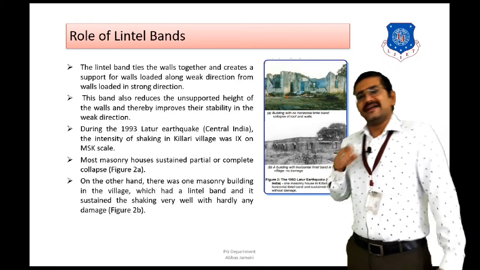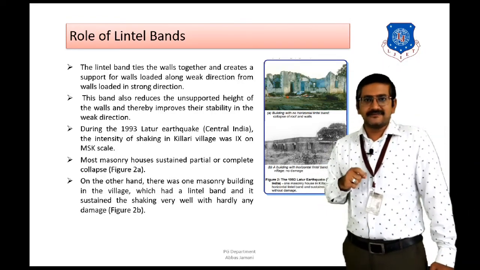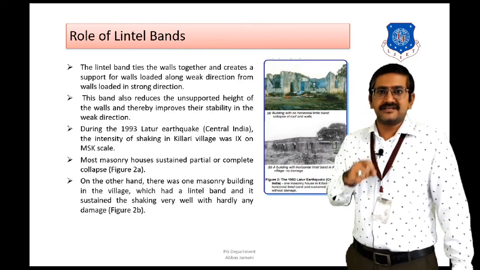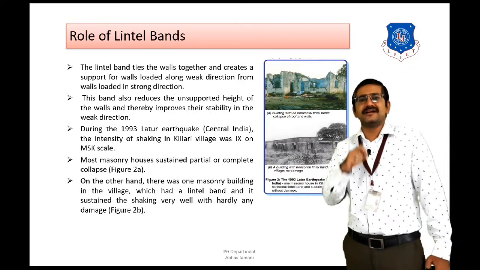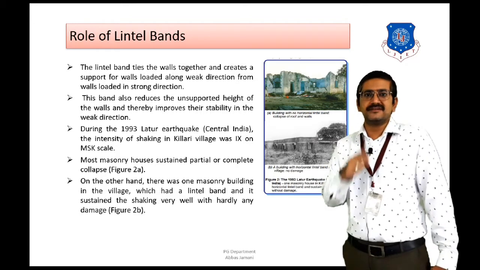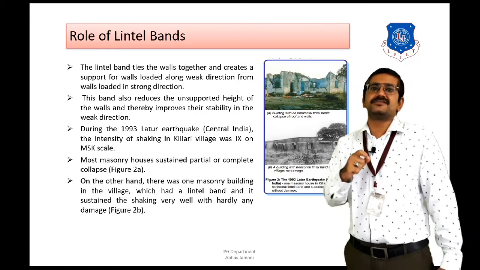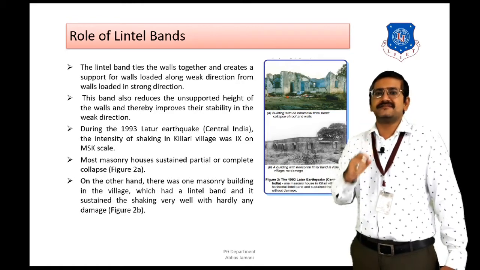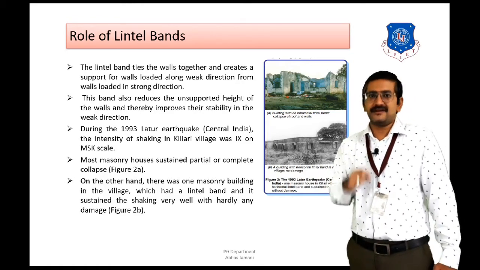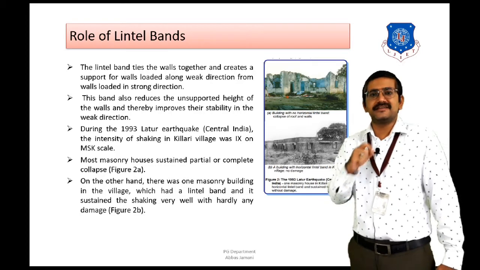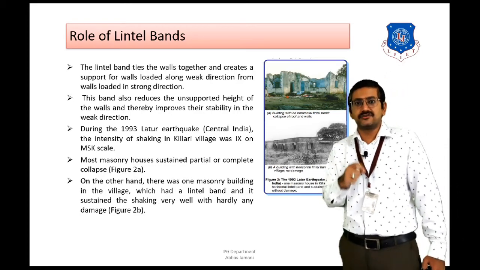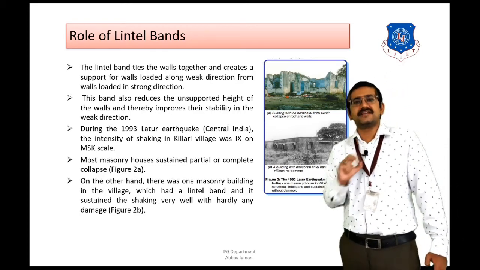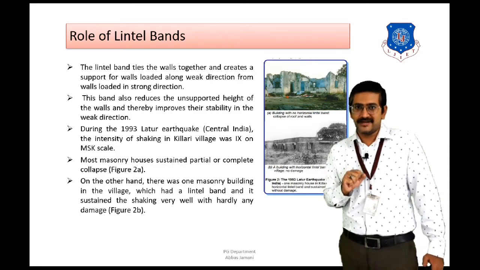Now, in the 1993 Latur earthquake, which was measured on an intensity scale of 9, we remember that in the lecture on intensity and magnitude, we discussed that the range of the intensity scale is from 1 to 12, where 1 is least severe and 12 is most severe. So at an intensity of 9, where the actual shaking of the earthquake can be considered huge, two different scenarios were observed in a village in Latur in 1993.